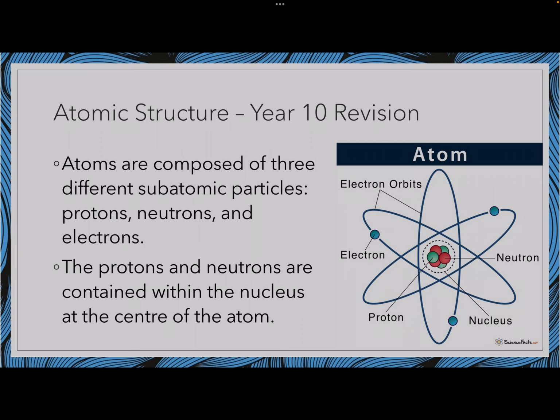The scale's a bit off. The nucleus is actually about 1/10,000th the size of the electron orbits. Okay, so very tiny. But yeah, it's there. It's very dense, right at the center of our atom.